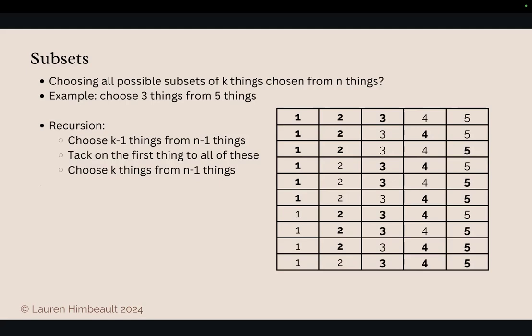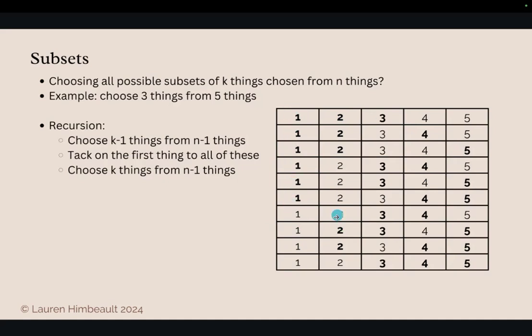Super recursive. We're going to choose k minus 1 things from n minus 1 things. We're going to tack the first thing on, and then we're going to choose k things from n minus 1 things. And we can see here what's happening is first, if we say we're definitely choosing 1, we now need to choose 2 from 4. And if we're definitely choosing 2, we now need to choose 1 from 3. And it can either be this, this, or this. Then we go down to the next solution, where we can ignore the 1s, because we've already figured out all the solutions that had a 1 in it.